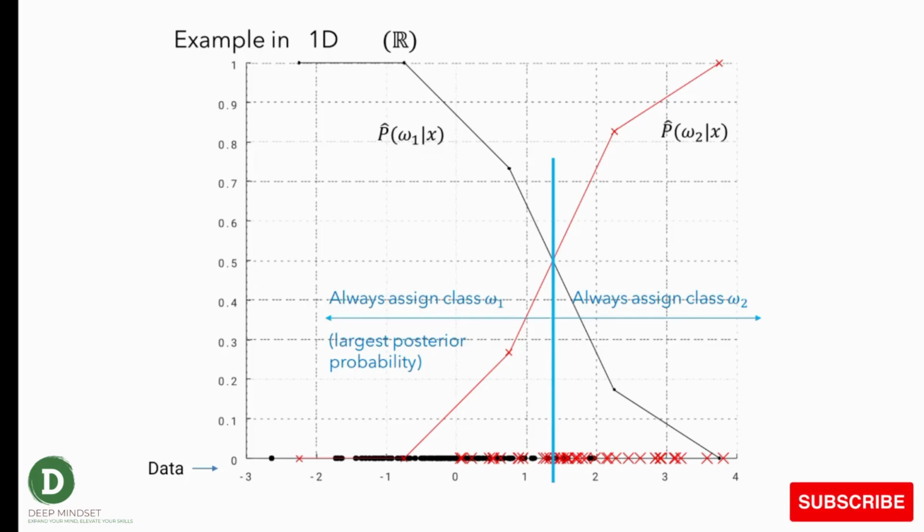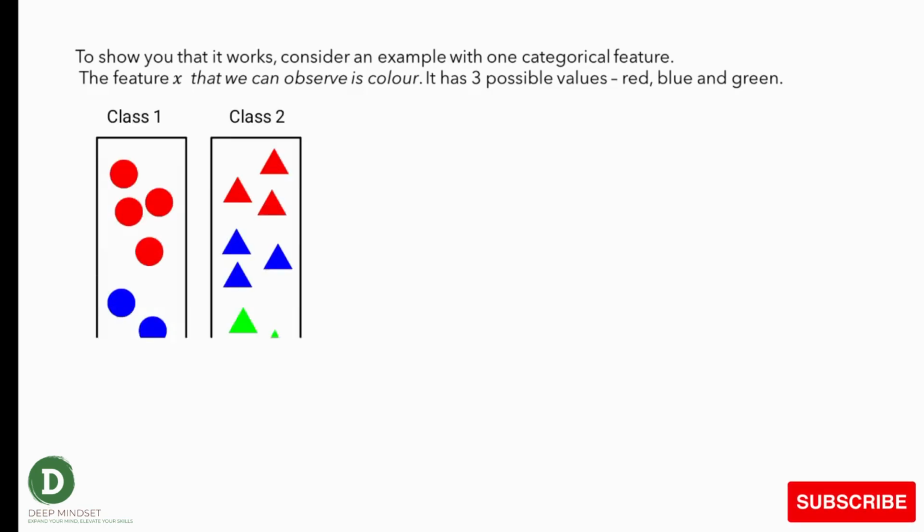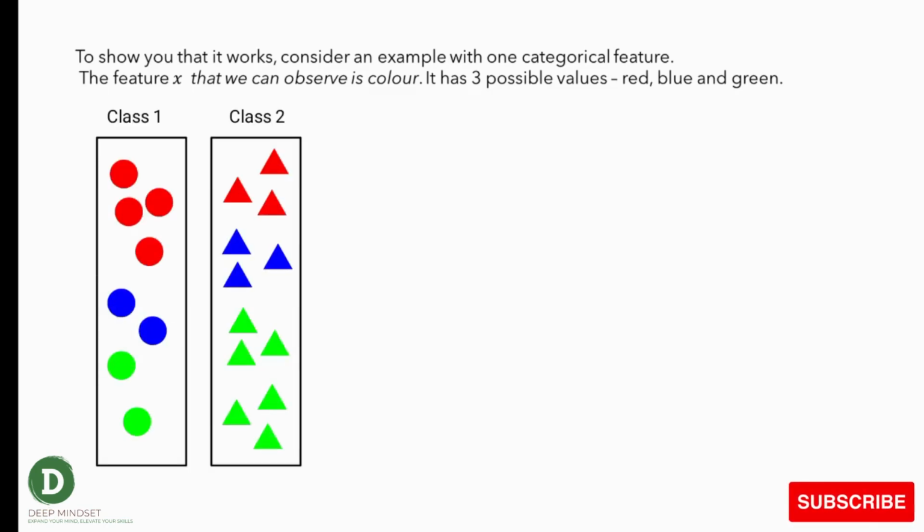Right, so to show you it works, let's consider an example with one categorical feature. What do I mean by categorical? It's going to be a fixed set of values, isn't it? It's going to be one of a set thing. It's not going to be 1.7459999. It's going to be one of a certain set. That feature that we're going to call X, and we can observe, is color. So one of these objects can be one of the colors and nothing else. It has three possible values. So it can only be either red, blue, or green.